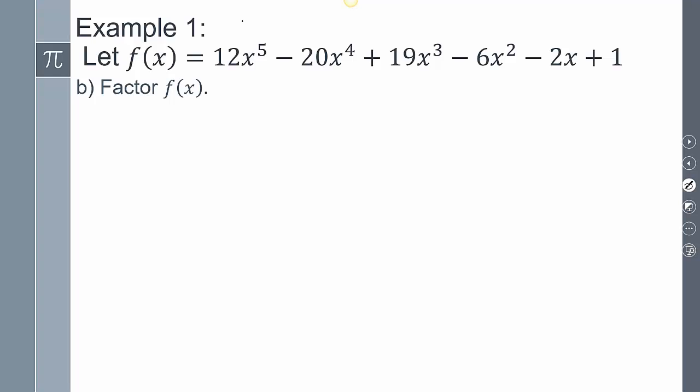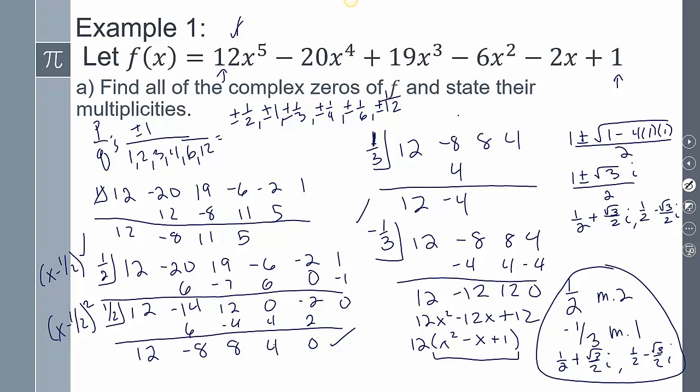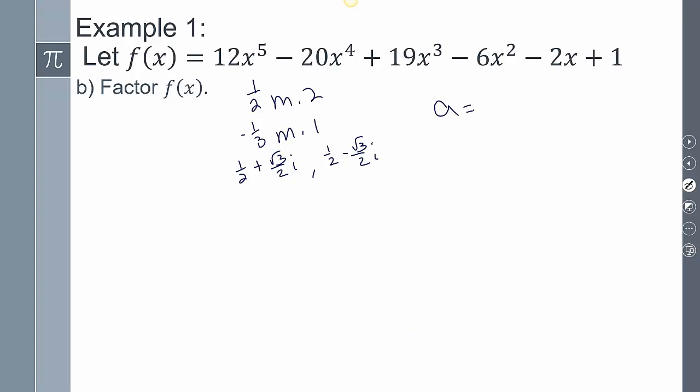So when I want to factor this, remember we said that we have 1/2 multiplicity 2, negative 1/3 multiplicity 1. We had 1/2 plus root 3 over 2i, and we had 1/2 minus root 3 over 2i. Now for us to write this as a factor, if you remember in that other slide, we had this a that we factored out. We can't forget that. So my a is going to be 12.